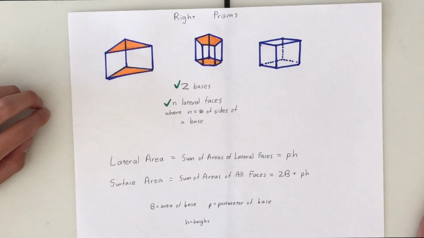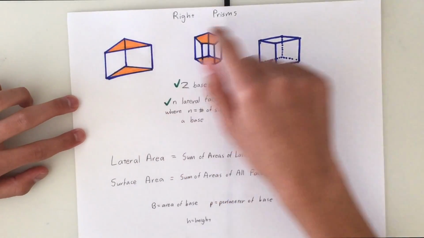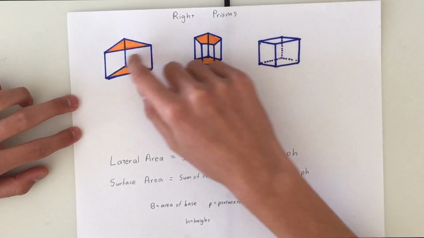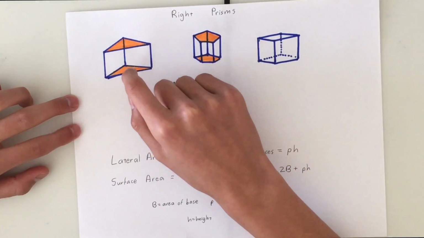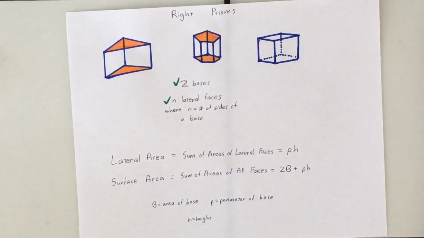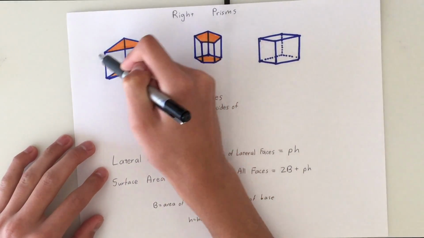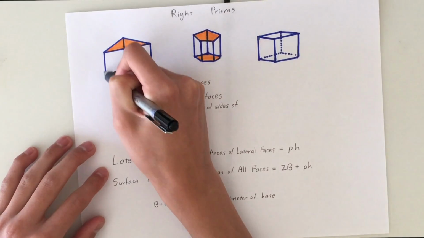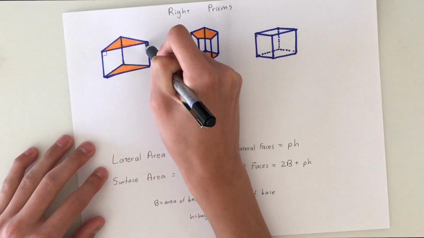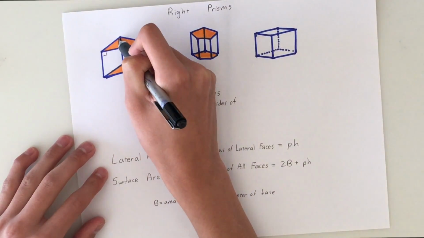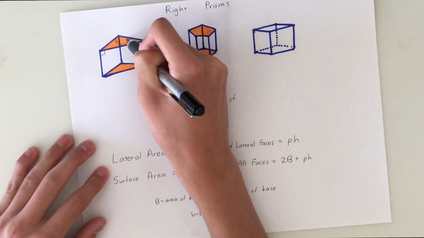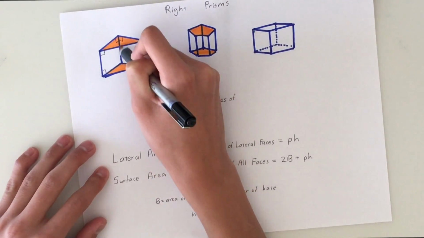Right prisms is where you have two bases, like any other prism, and the lateral faces are perpendicular to the bases. So if I were to draw this out, then let's say on this triangular prism, this face would be perpendicular to the base, this face right here would be perpendicular to the base, and this face right here would be perpendicular to the base.